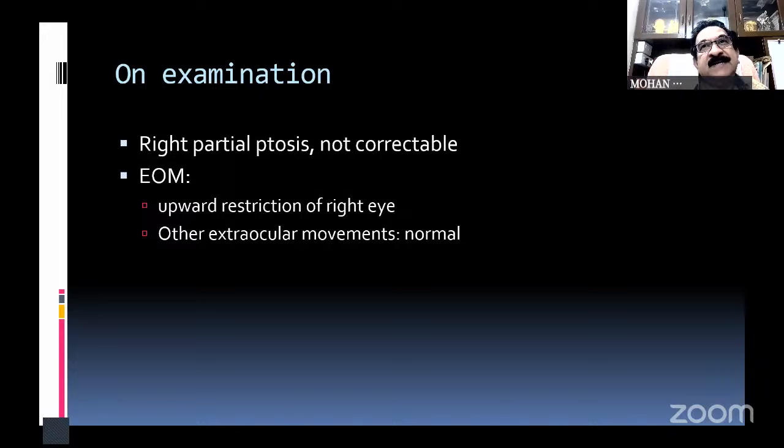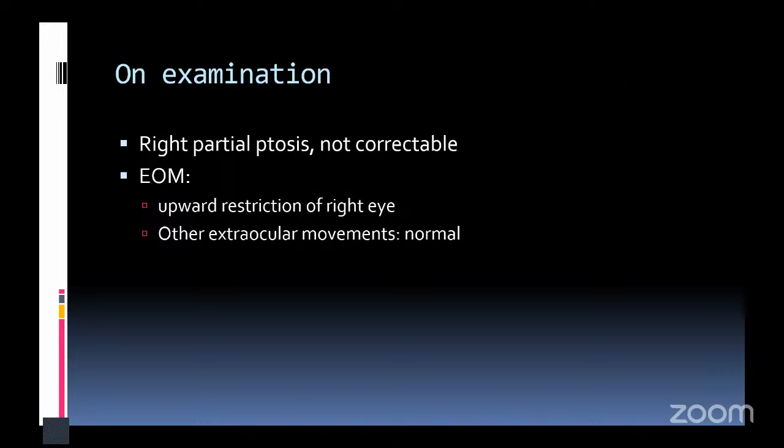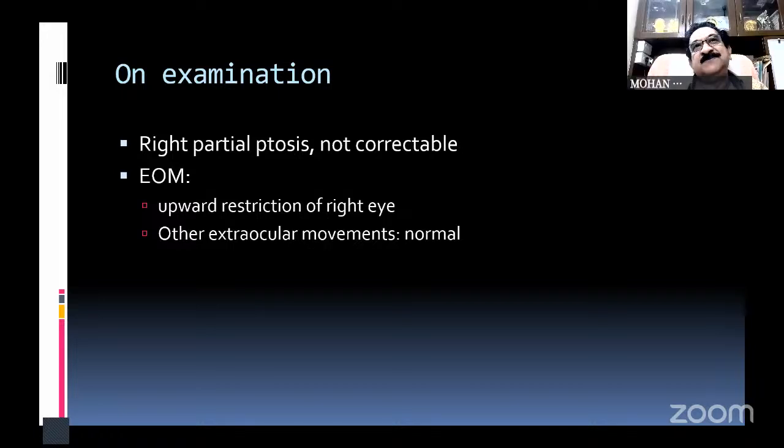Any other possibility? Myasthenia. Yes, myasthenia is a very good possibility and it can produce ptosis. She was also complaining of some fluctuation, so that's a possibility. It could also be a brainstem lesion.